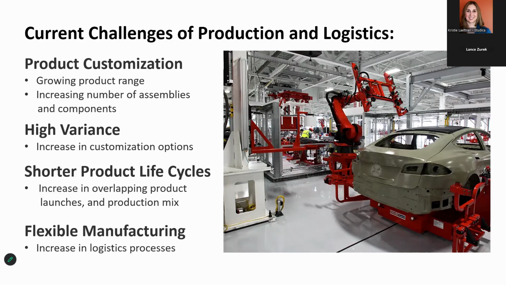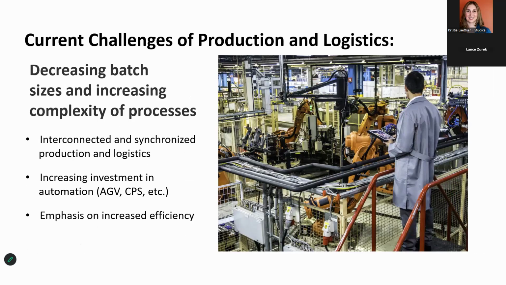Likewise, the increase in customization options which are available. And on top of that, product life cycles are also much shorter now, with an increase in overlapping product launches and product mix. And flexible manufacturing requires an increase in logistics processes. Now, to summarize, industry must now deal with smaller batch sizes during the production process and increasingly complex processes.